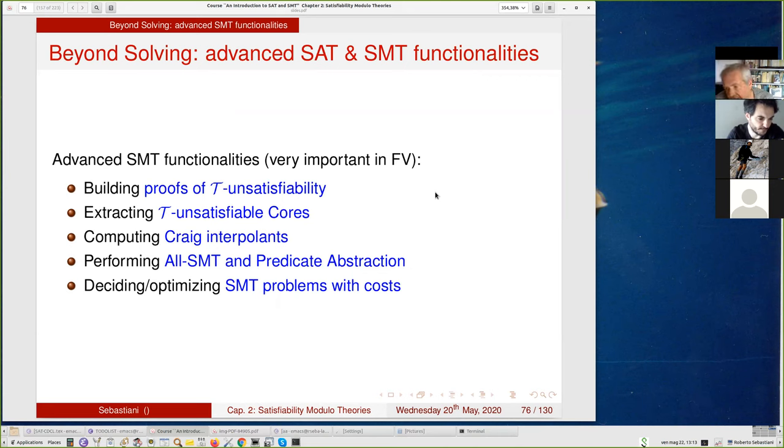So SMT is not simply solving. SMT has also other functionalities, like with SAT: building proofs of unsatisfiability when a formula is unsatisfiable, extracting the unsat core, or the subset of clauses which cause the unsatisfiability, computing Craig interpolants, which we are going to define, doing something called All-SMT, and another very important functionality, which is predicate abstraction, which we are going to define. And then I will also briefly say something about an extension to SMT to optimization, so optimization modulo theories, or SMT with cost functions.